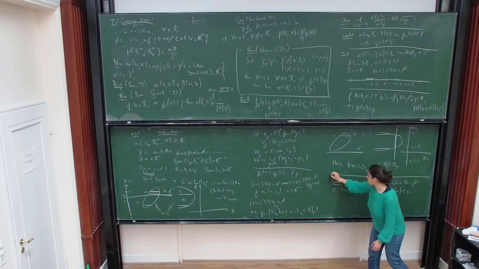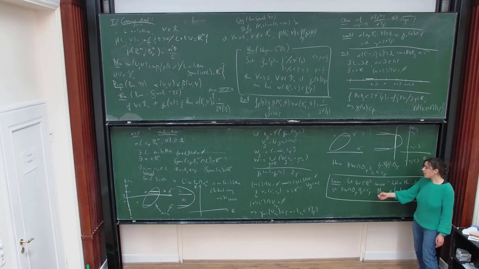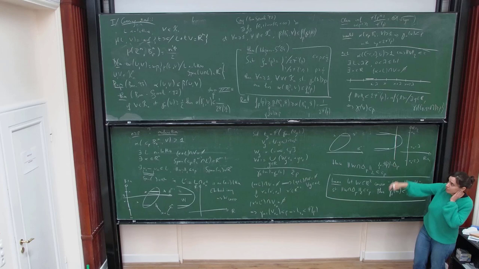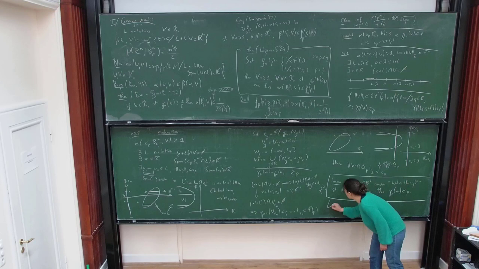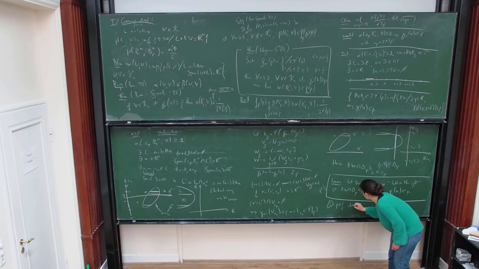So for p equals 1/2, this lemma is like a corollary of the lemma they use in the paper from 97. But for p less than 1/2, this is new. And by the way, this is not true if p is greater than 1/2. There is a phase transition.